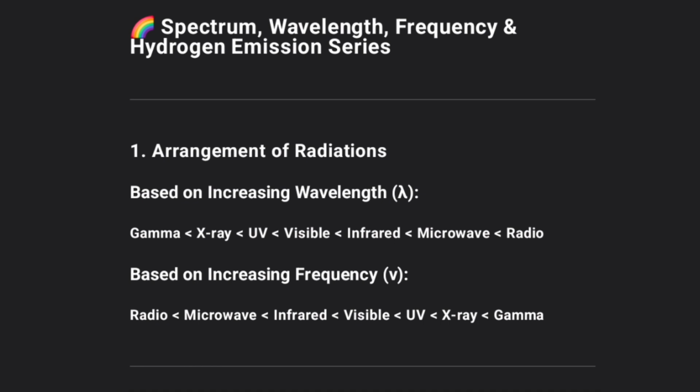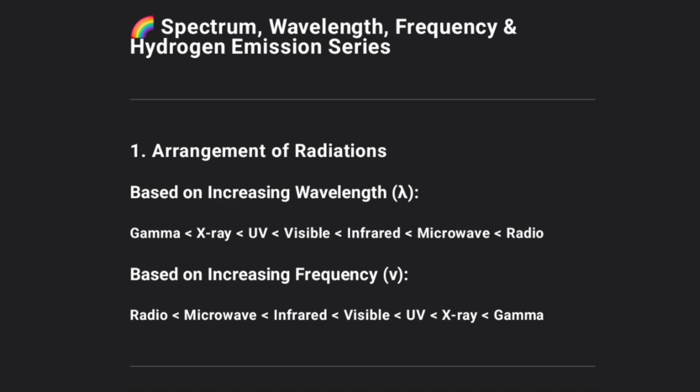1. Arrangement of radiations based on increasing wavelength: gamma, X-ray, UV, visible, infrared, microwave, radio. Based on increasing frequency: radio, microwave, infrared, visible, UV, X-ray.